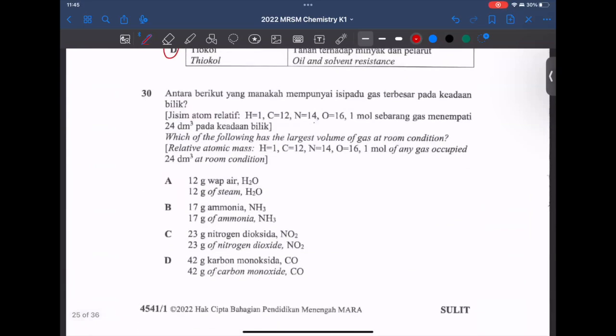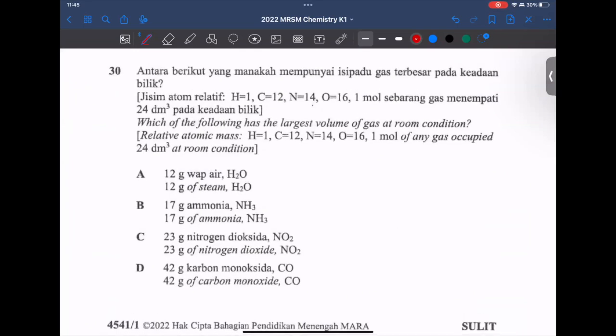30. Which of the following has the largest volume of gas at room conditions? I think we have to calculate the number of moles to know. The first one is 12 divided by 18. Let's calculate and see. 12 divided by 18 will be 0.67 mole. Ammonia is 14 plus 3, 17. 17 divided by 17 is 1 mole.